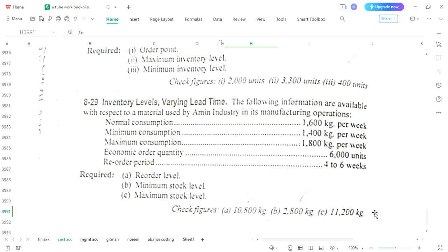So for minimum requirement, we have used minimum time, which was 4. For maximum requirement, we have used maximum time, which was 6. For average, there must be a third time, and the third average time is not given. Minimum time given, maximum time given, but average time is not given, so you will have to calculate it by yourself. How do you calculate average?